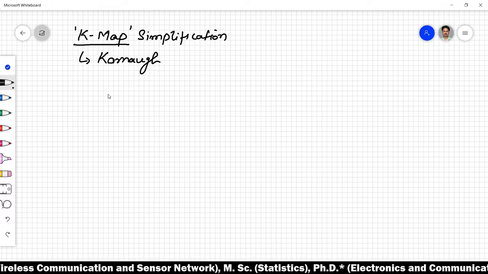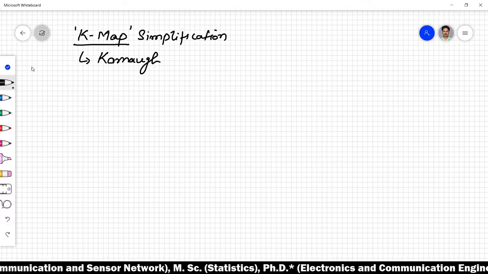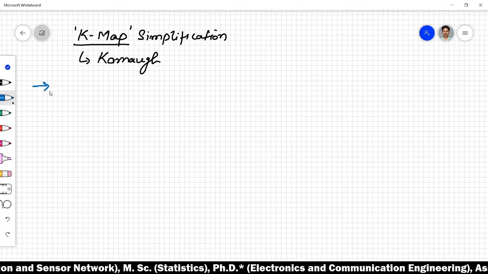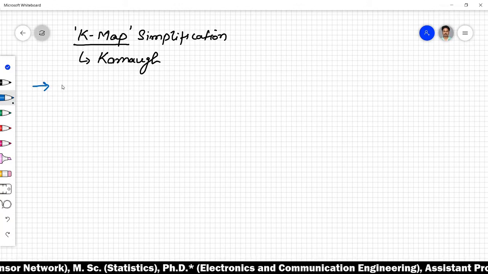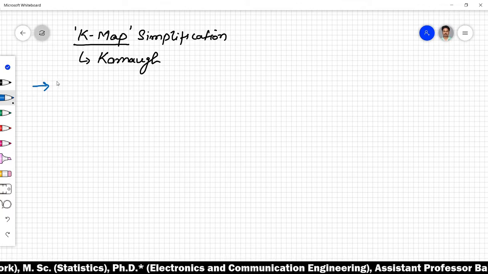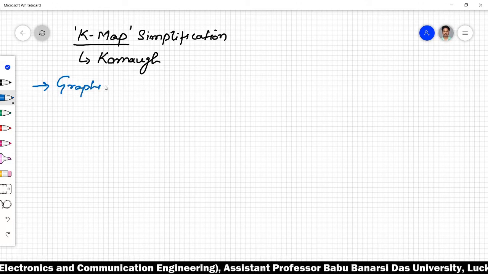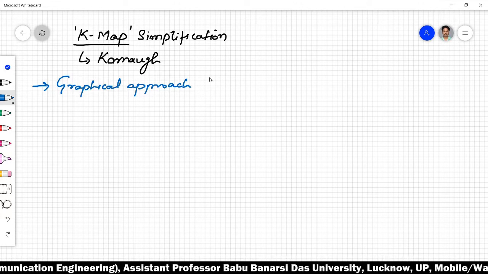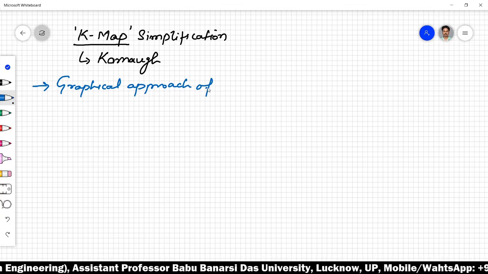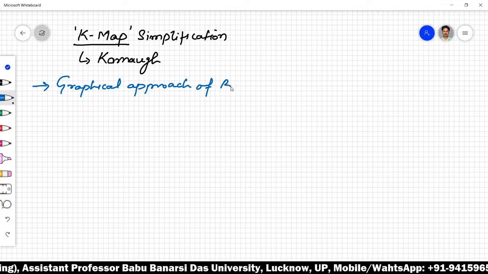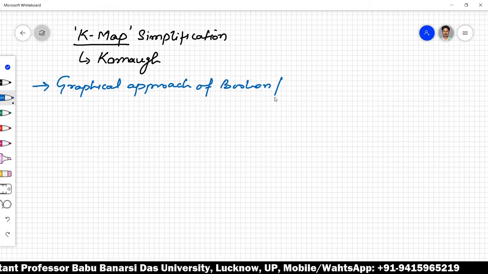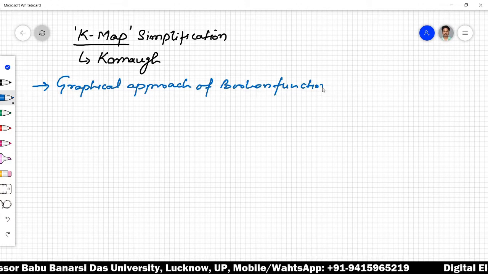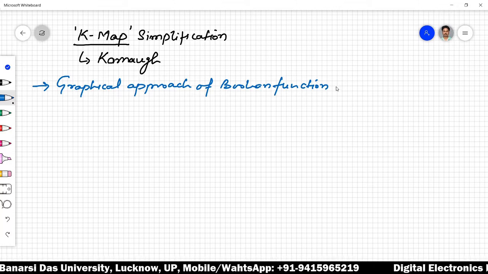The person who invented this technique to solve Boolean expressions. Basically, the Karnaugh map is a graphical approach for solving Boolean expressions. So let me first write this point. This is a graphical approach of Boolean function simplification.